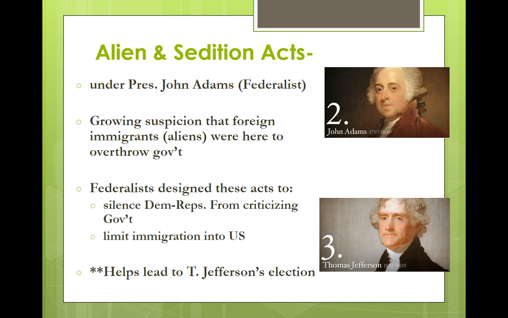But all of this is going to eventually lead to John Adams being defeated in 1800 and Thomas Jefferson becoming the third president.